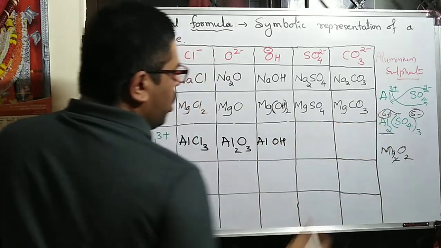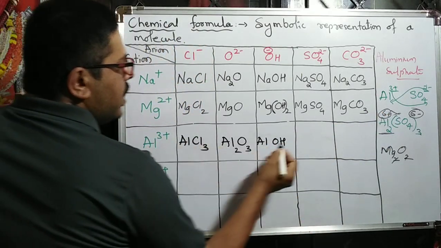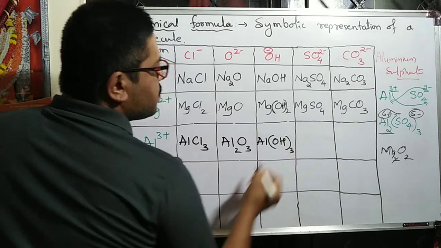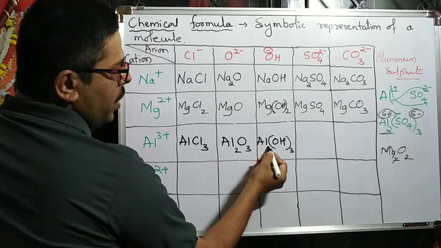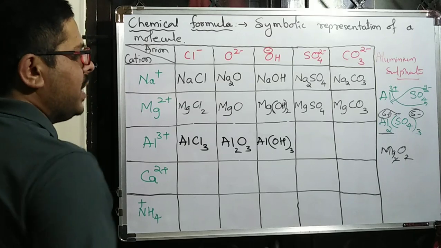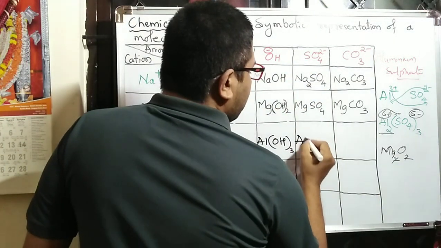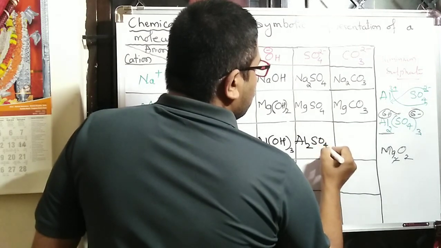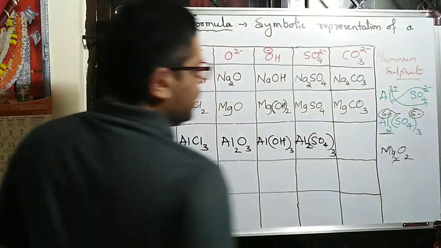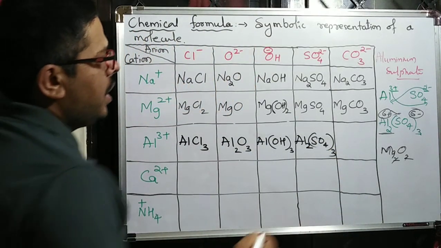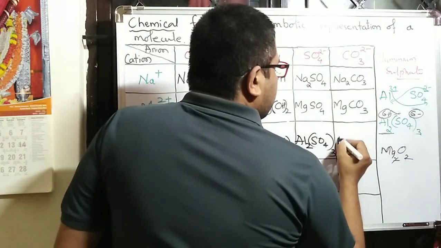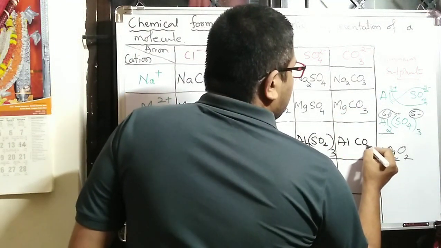Now, if they ask the aluminium hydroxide formula: AlOH, first you write the molecule, 3 you write thrice, since it is 1 minus. The 1 is already there, nothing is written means 1 is there. Aluminium sulfate formula already written, Al2SO4 thrice. Remember.